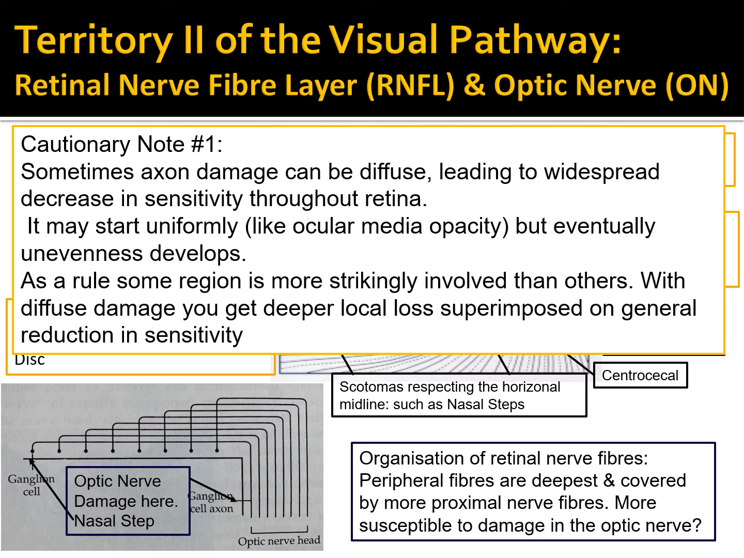So, just a cautionary note, sometimes axonal death can actually be diffuse with glaucoma, leading to widespread decrease in sensitivity throughout the retina, which could mimic a pre-retinal problem like a cataract. But generally speaking, it may start uniformly but eventually unevenness will develop. So as a rule, some region is more strikingly involved than others, and the field strategies have ways of trying to detect those things to differentiate them from a generalized loss.